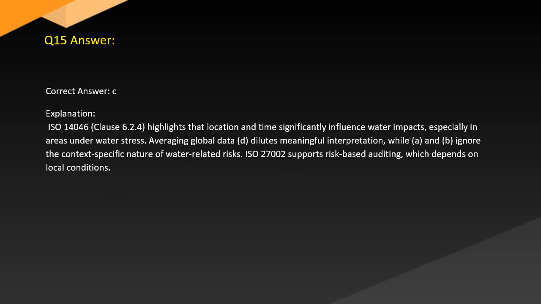Answer. Correct answer: C. Explanation. ISO 14046, Clause 6.2.4 highlights that location and time significantly influence water impacts, especially in areas under water stress. Averaging global data (D) dilutes meaningful interpretation, while A and B ignore the context-specific nature of water-related risks. ISO 27002 supports risk-based auditing, which depends on local conditions.